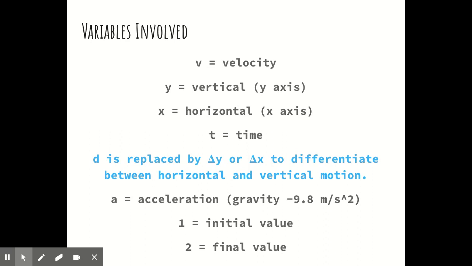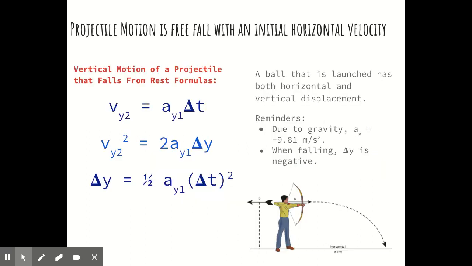A lot of these formulas will be familiar, but you will have been using D this whole time, and we're just replacing that with delta y and delta x to show vertical versus horizontal motion. So projectile motion is basically just a free fall with some sort of initial horizontal velocity.